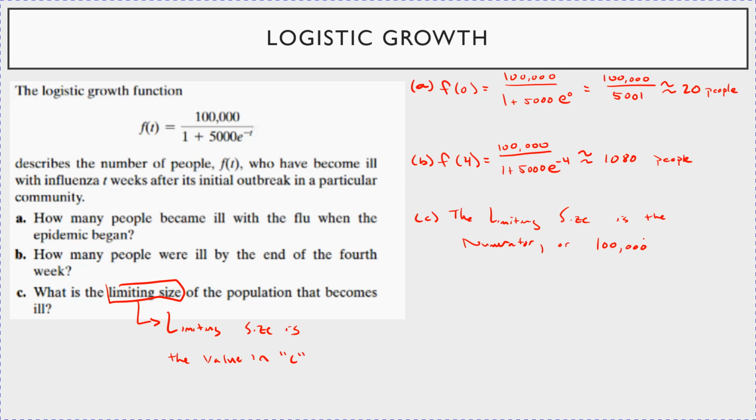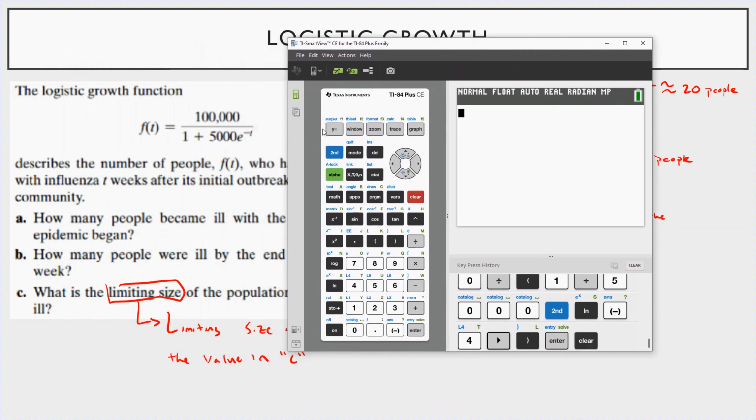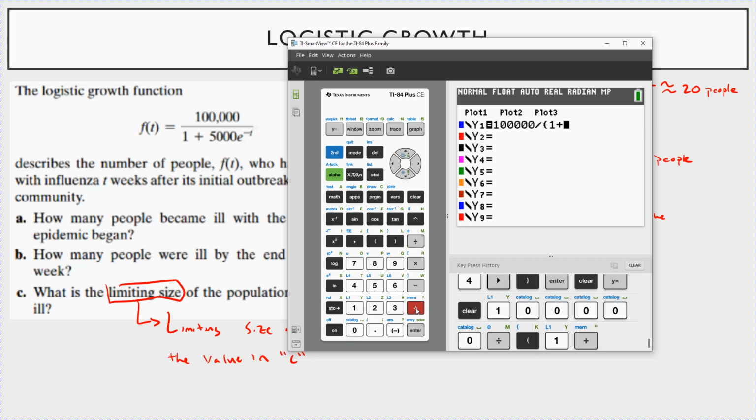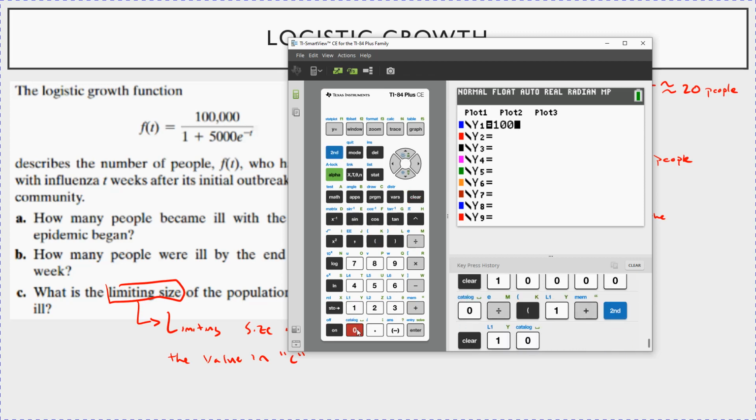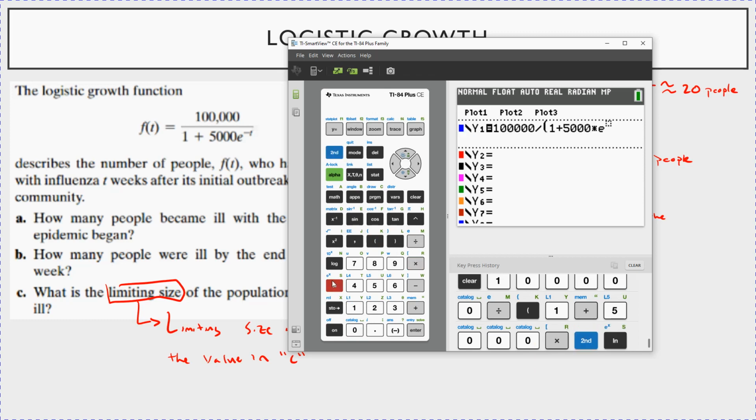And let's just plug this into our graphing calculator, so you can see what this looks like. So we're going to go 100,000 divided by, in parentheses, 1 plus 5,000 times e raised to the negative t.